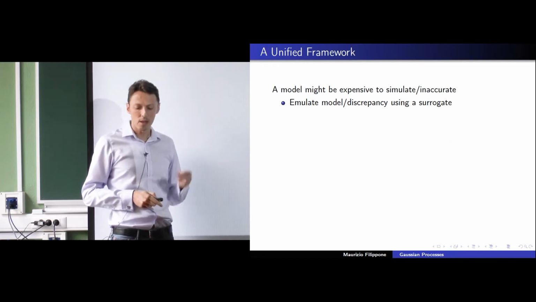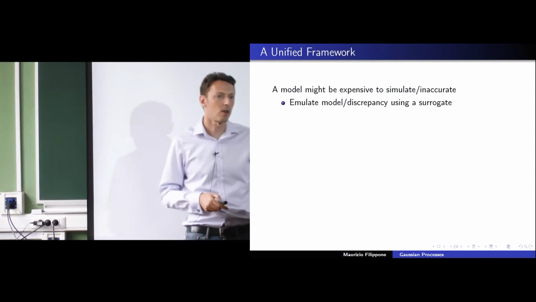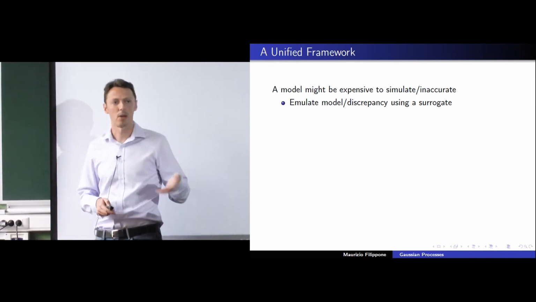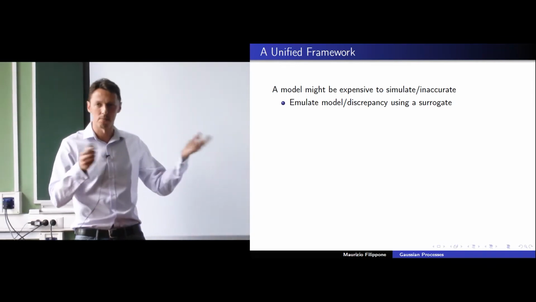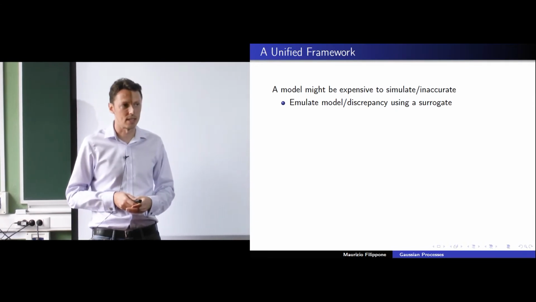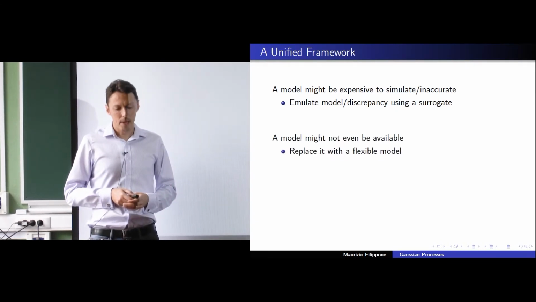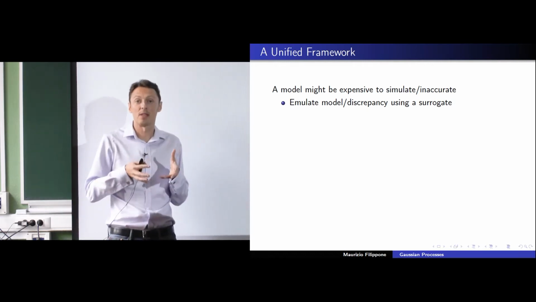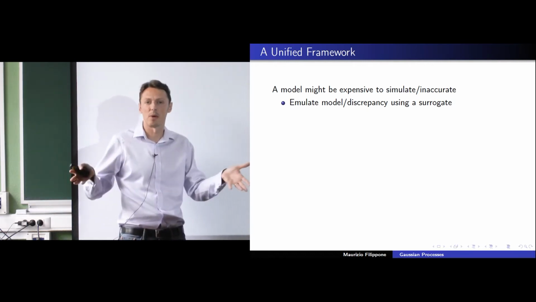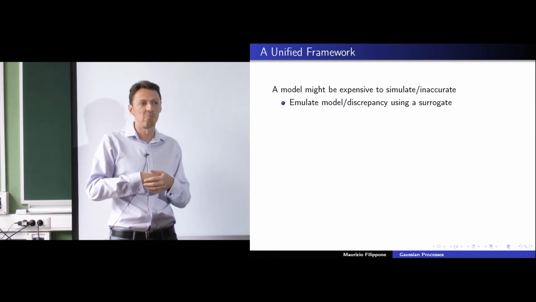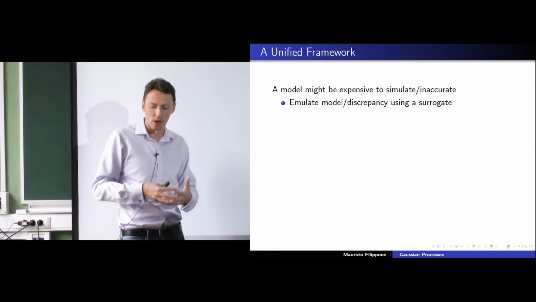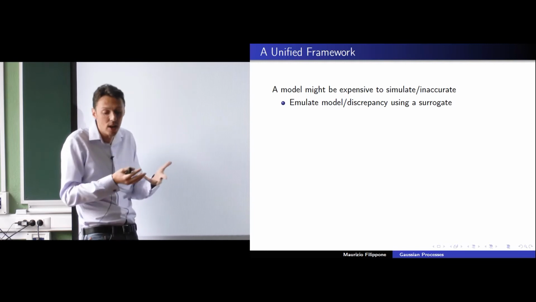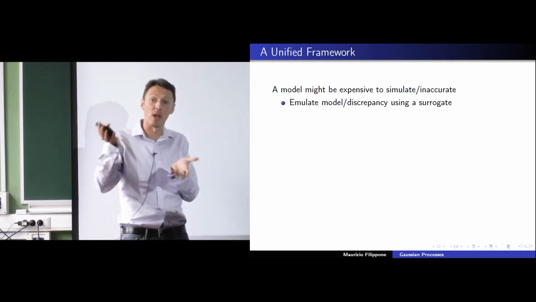So a model might be expensive to simulate. It can be inaccurate. This is the case of the climate modeling and earthquake modeling I gave you, but there are, of course, many other examples. And maybe what we can do is to emulate the model itself, because if it's so expensive, maybe we cannot do any optimization of model parameters. So maybe we also want to have a surrogate for this model, or just have an emulation of the discrepancy between the model and reality, okay?